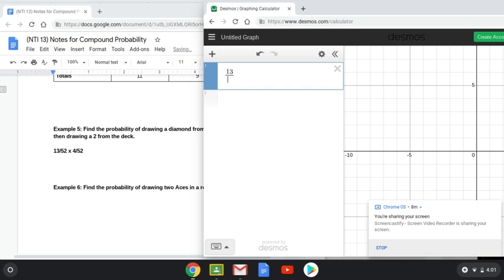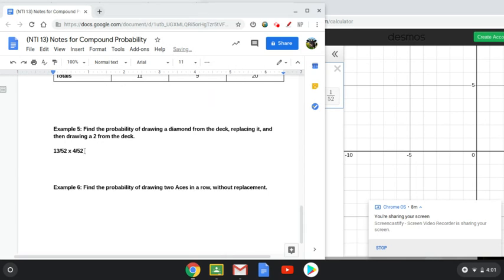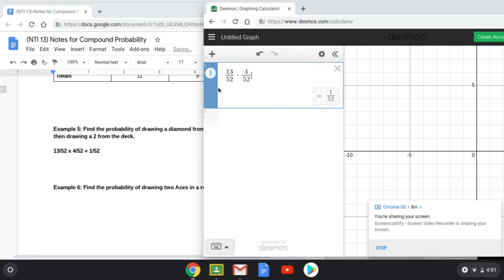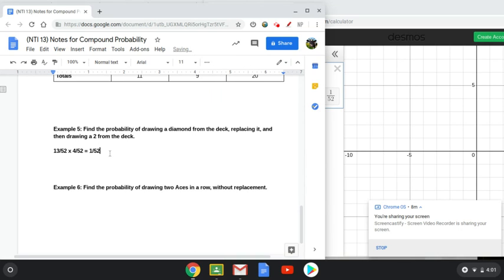And I can do that in Desmos. Okay, and I'll change that to a fraction. As a fraction, that is 1 over 52. In case you didn't catch that, in Desmos, if you want to change something to a fraction, it's this little fraction symbol right up here in the left-hand corner of the bar that you type in. Okay, so there's the probability that I do one thing and then something else.